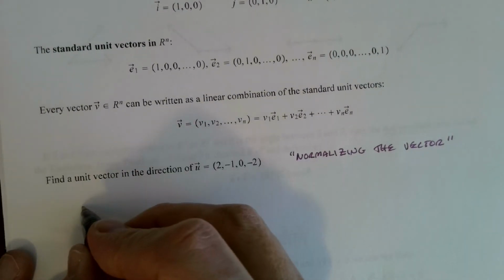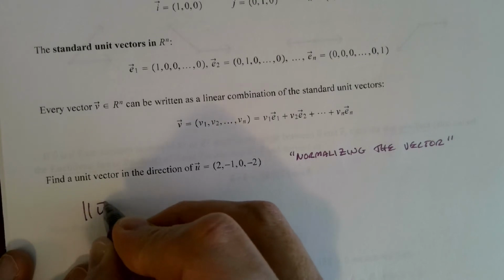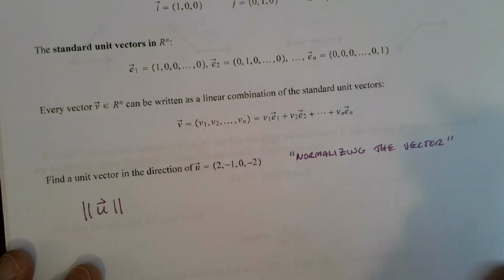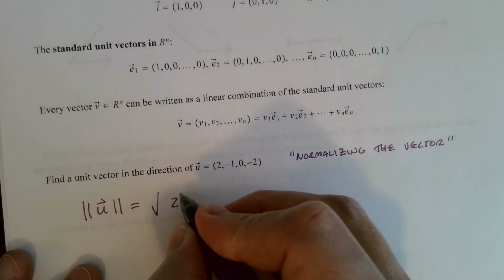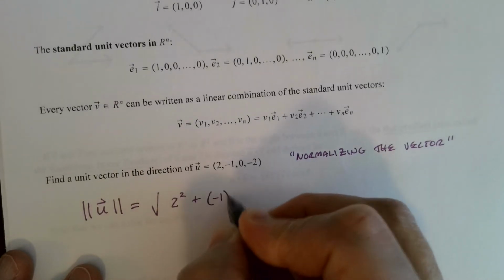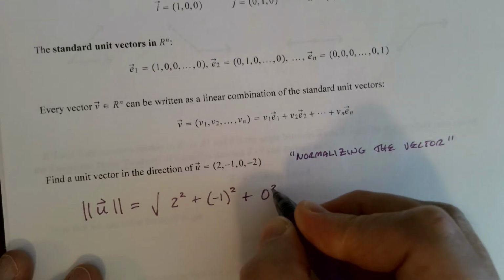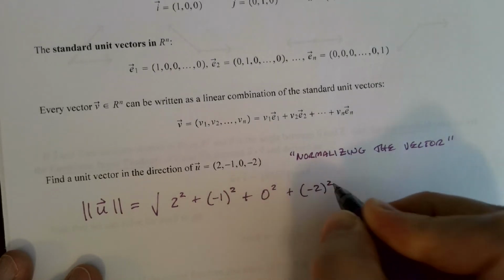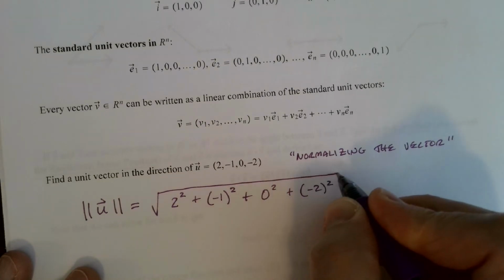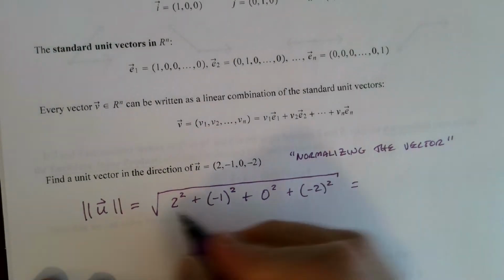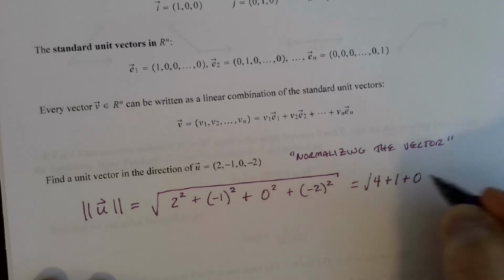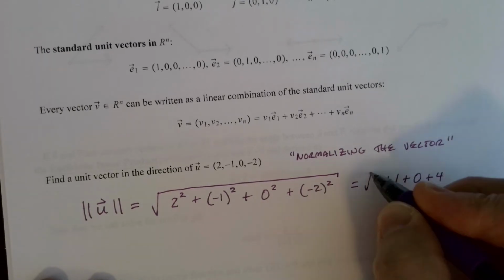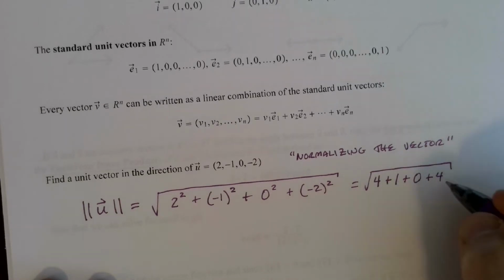Well, let's see first of all if we even have to do this, because if I take the norm of the vector u and it's a unit vector, then there's nothing to do. It's already a unit vector. But that's not going to be the case here. When I find the norm of this vector, we get the square root of 4, negative 1 squared is 1, 0 squared is 0, negative 2 squared is 4. I get 4 plus 1 plus 4 is 9, square root of 9 is 3.